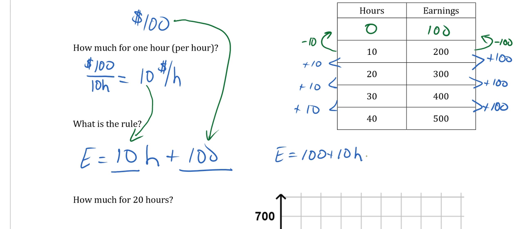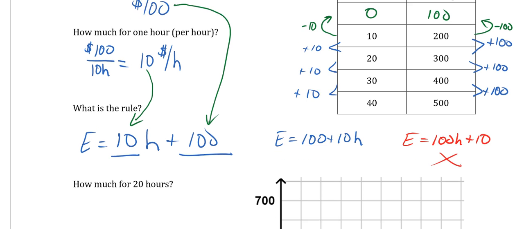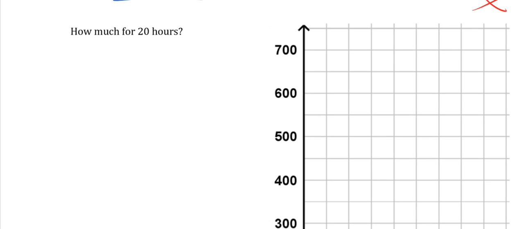I can't do this. E equals 100h plus 10. That one's wrong, because the h is in the wrong place. The h always goes with the rate. It's not always h, but whatever, right? All right, good. Try the next part.